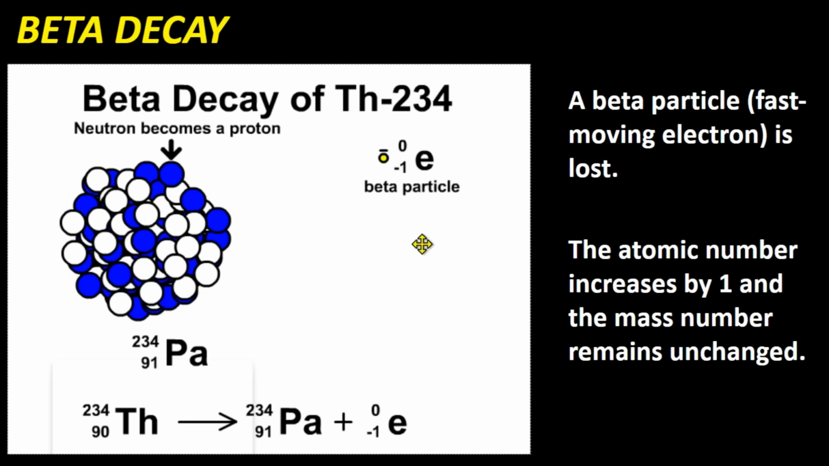Here we can see beta decay of thorium-234. Basically what's happening here is that a neutron is becoming a proton, and the atomic number raises by 1. The mass is unaffected as a result. So if we look here, we can see thorium-234 (atomic number 90) is losing a beta particle, and the mass doesn't change as it turns into protactinium, Pa. 234 is still 234, but the 90 raises by 1 and becomes 91. This is because a neutron is turning into a proton, so the atomic number raises by 1.